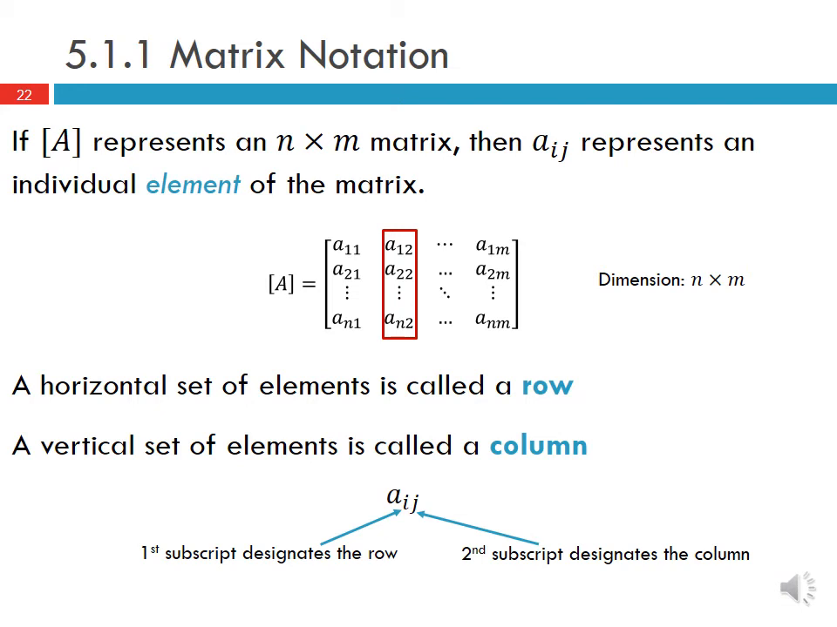So if I want to look at the column that's highlighted, for example, this element is A12. So 1 represents the row that it's in, so it's in the first row, and 2 represents the column that it's in. It's in the second column. Another one would be here, A2m. Again, 2 represents the row, so it's in the second row, and m represents the column, so it's in the mth column.